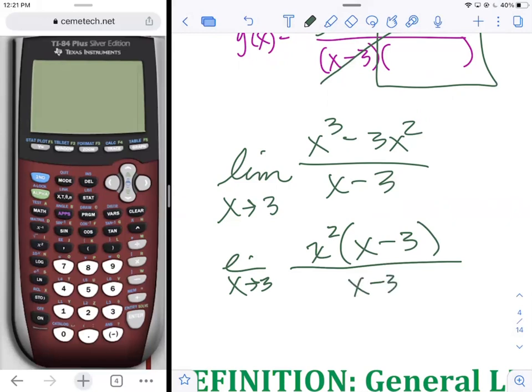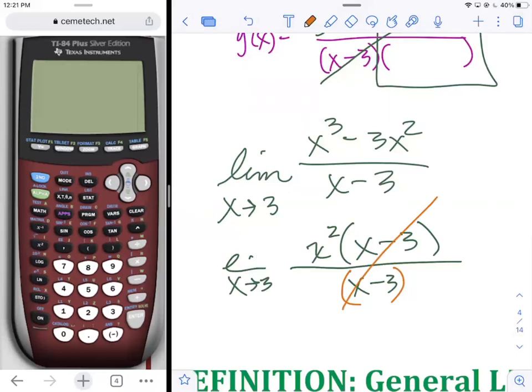Now, notice the x minus 3's divide out. If I leave it like this, I don't need to put parentheses around x minus 3. But when I divide it out, because I want to show that I'm taking the entire quantity x minus 3, I'm going to put it in parentheses. And then those divide out.